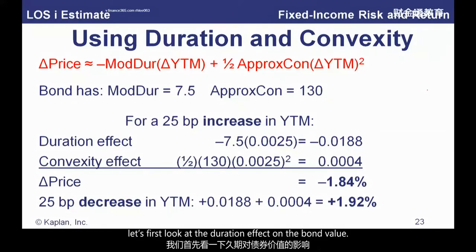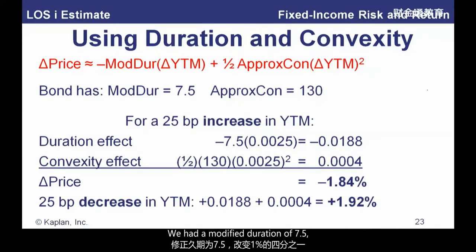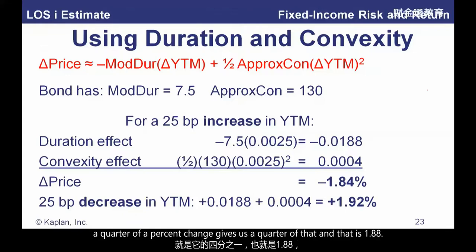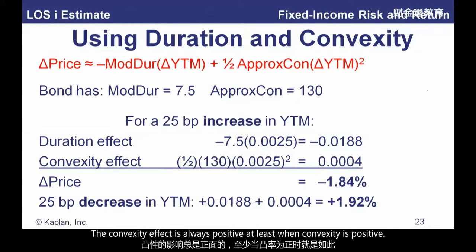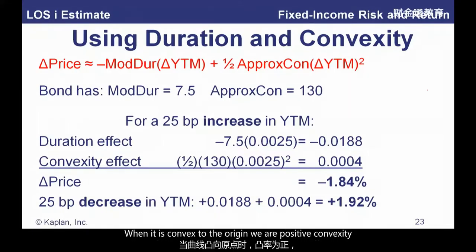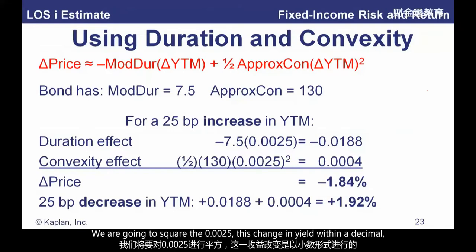So let's first look at the duration effect on the bond's value. We have a modified duration of 7.5, so a 0.25% change gives us 0.25 of that, and that is 1.88% change. What about the convexity effect? Well, the convexity effect is always positive, at least when convexity is positive. When it's convex toward the origin, we have positive convexity, and that's because we're squaring the change in yield. So it doesn't matter whether it's an up move or a down move, we're going to square this 0.0025, this change in yield we've put in as a decimal.